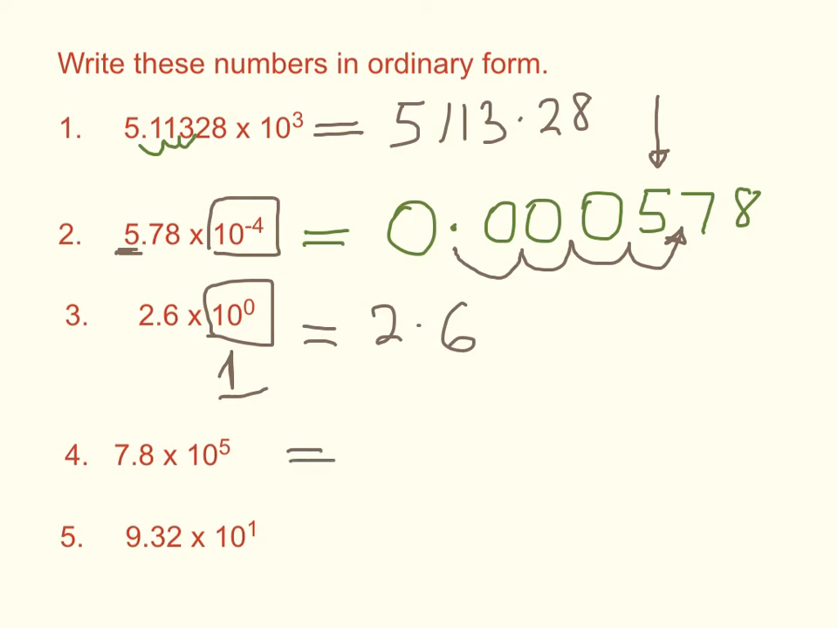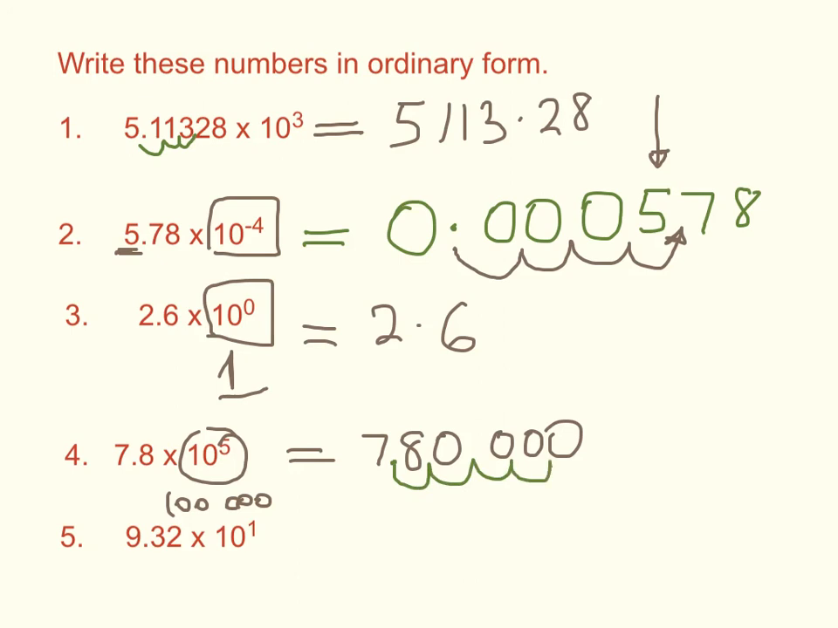And the next one is 7.8 times 10 to the power of 5. 10 to the power of 5 is 100,000. So we're going to have 780,000. Right, now again we can check this by putting in a decimal point here at 7.8. 1, 2, 3, 4, 5.